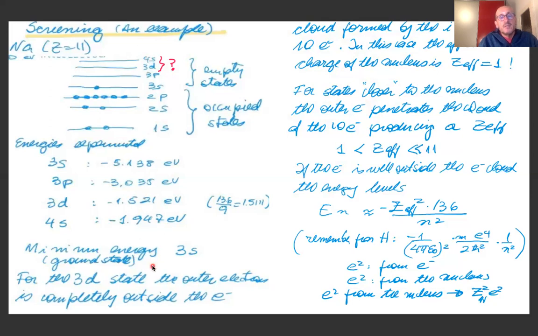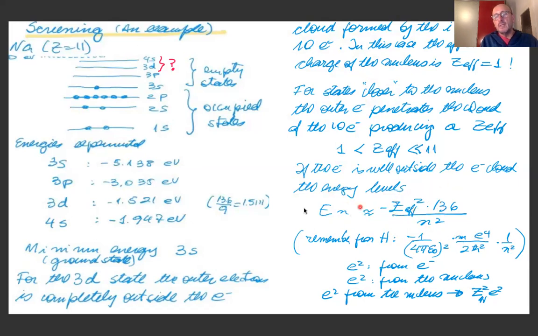Okay, so this is the effect of the screening in this material. So as it says here, for states closer to the nucleus, the outer electron penetrates the cloud of the 10 electrons, producing an effective charge. Because I could see part of the nucleus going in. Okay, so this is the model, and the way to account for the effective charge is this one over here.